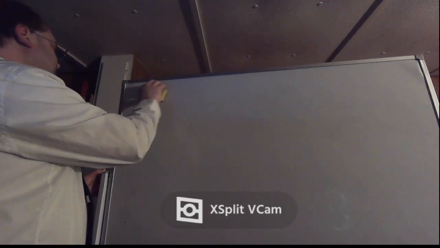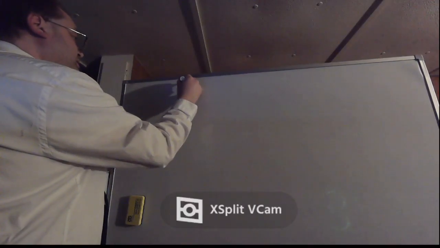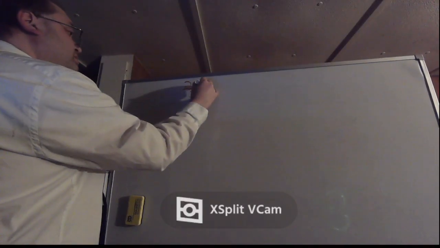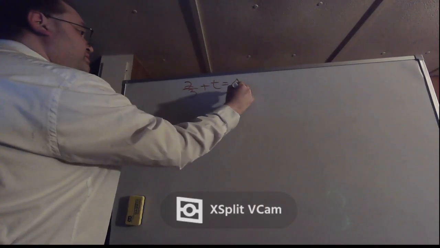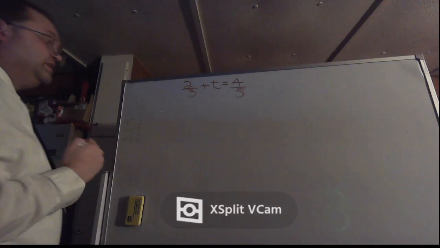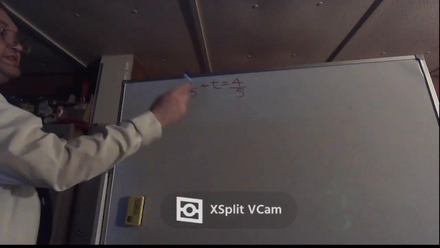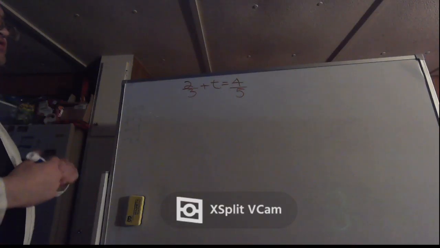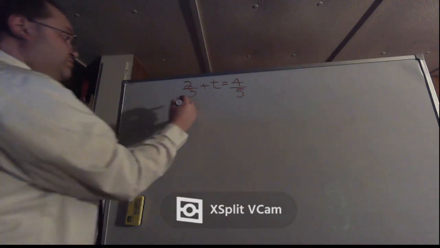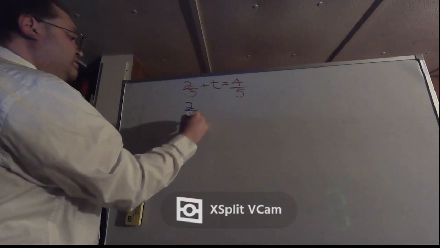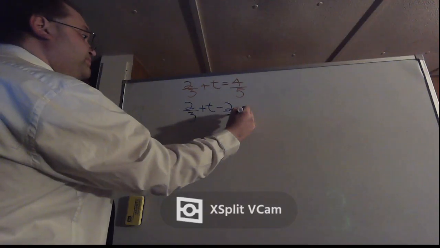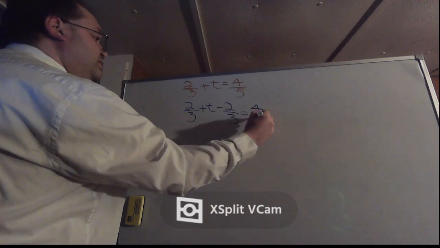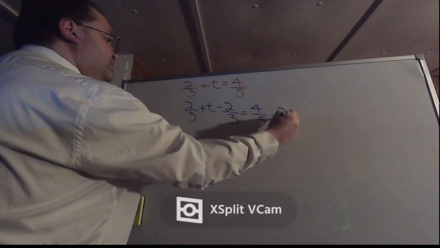What do we got next? All right. We have 2/3 plus t is equal to 4/5. So 2/3 plus t equals 4/5. Again, as we can see, the goal is to get t by itself. So in order to do that, you're going to have to subtract 2/3 from both sides. So you'll have 2/3 plus t minus 2/3 is equal to 4/5 minus 2/3.